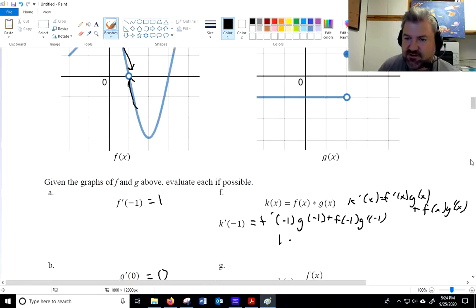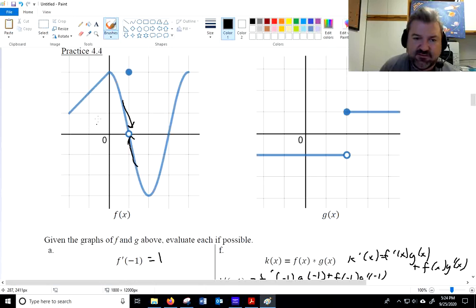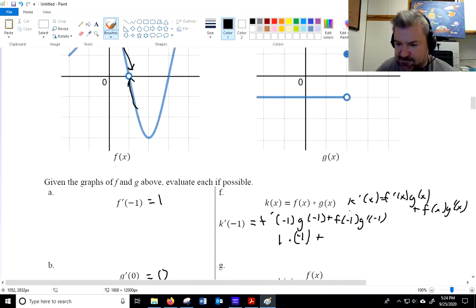g of negative 1. All right. Got to go g of negative 1. Here's g at negative 1. It's at negative 1. All right. Plus f of negative 1. What is f of negative 1? At negative 1, we're up here at 2. g prime of negative 1 is, well, that's actually 0.